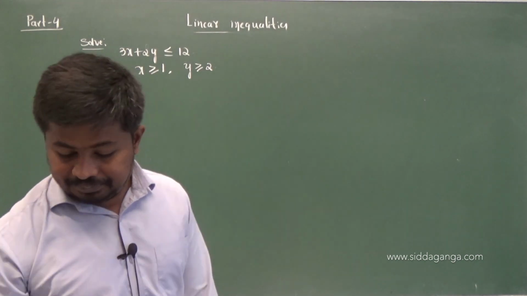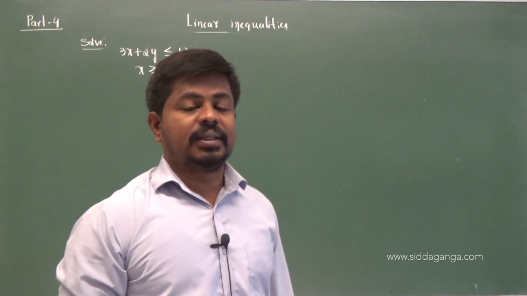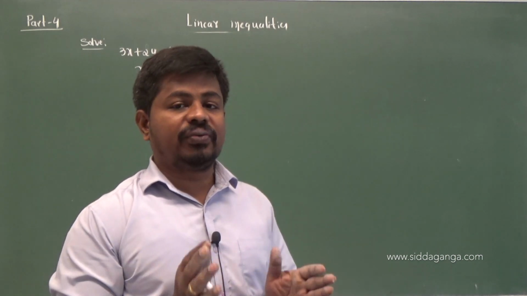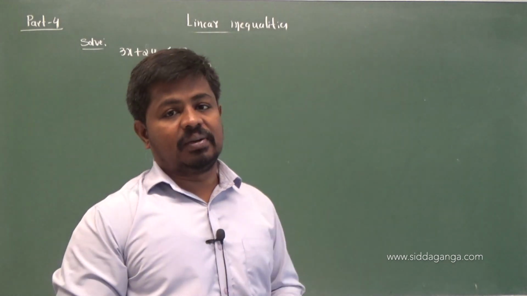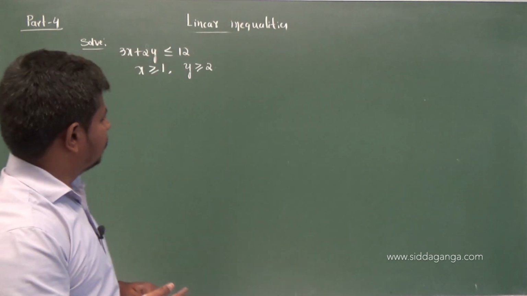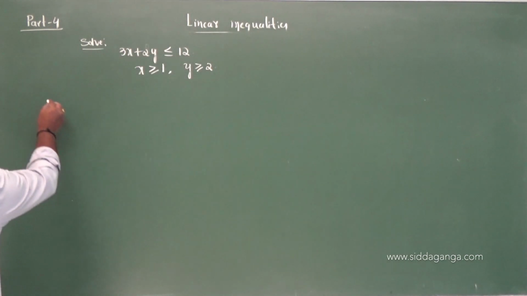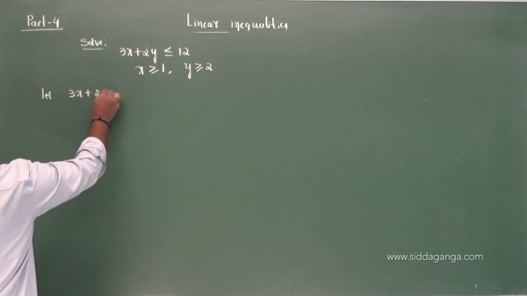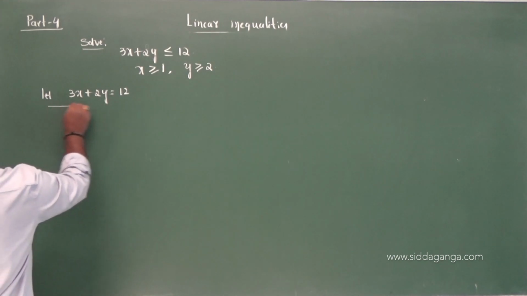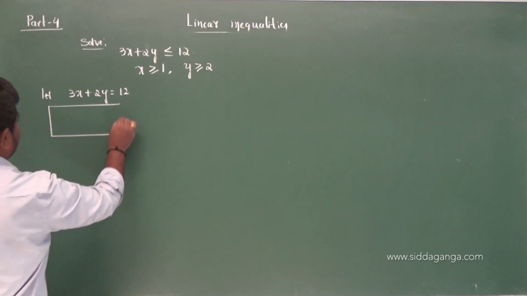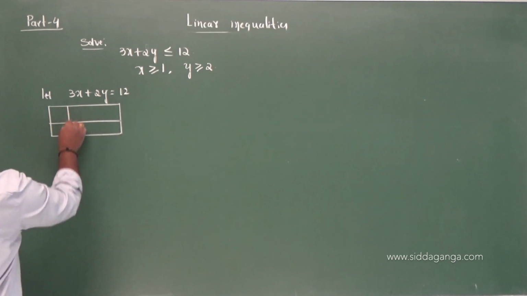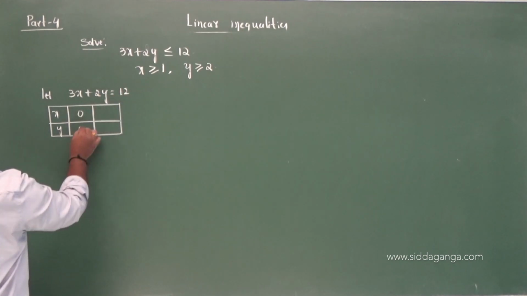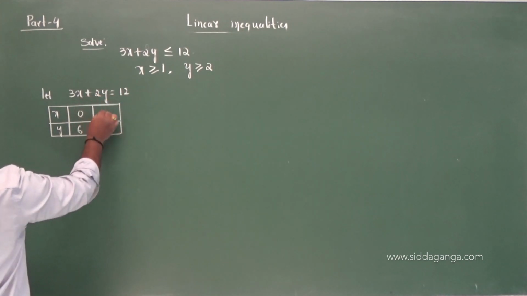Here we have 3 inequalities, right? We have to find the solution region for each of the given 3 inequalities first. After that, you have to find the common region from these 3 inequalities. It's very simple, so let us consider one by one. Let us consider a line from the first inequality: 3x plus 2y equals 12. When x is 0, y becomes 6. When y is 0, x becomes 4.